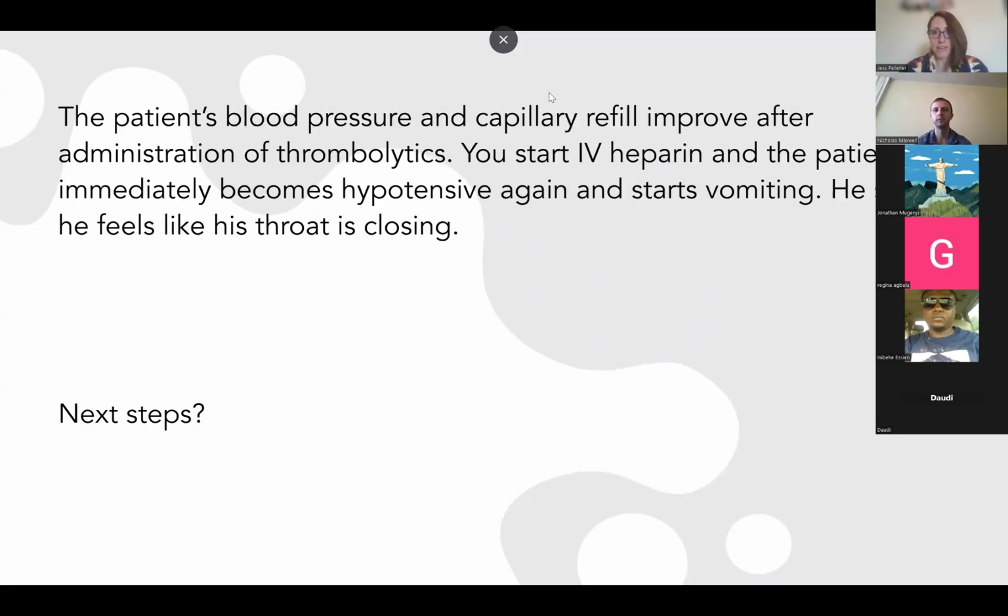All right, so now let's say that you gave the thrombolytic and you start IV heparin, so you give an anticoagulant, and then the patient becomes hypotensive again. So they were stable for a little while, but they get sick again. And now they're hypotensive, they're vomiting, and they feel like their throat is closing. What might be your approach to shock at this point? To do a definitive airway and then some more support.